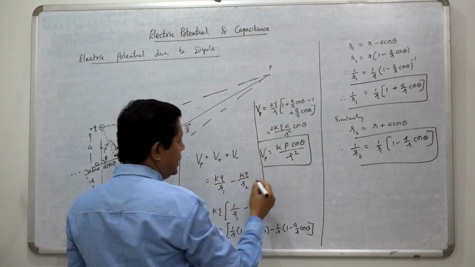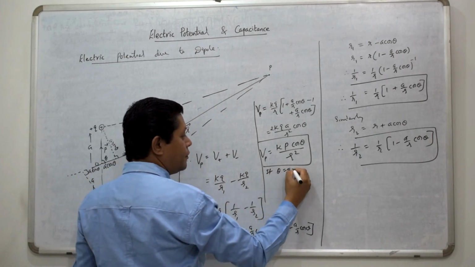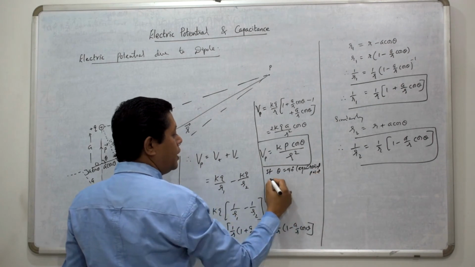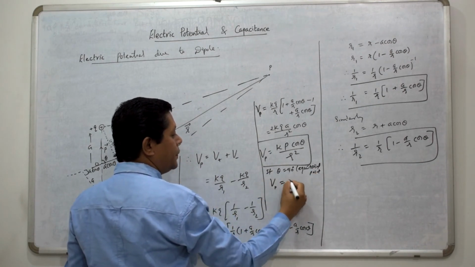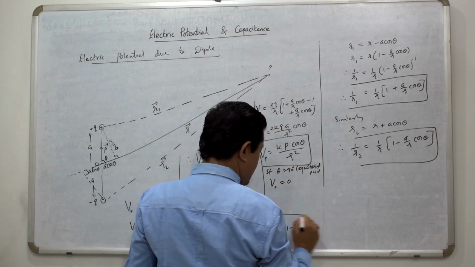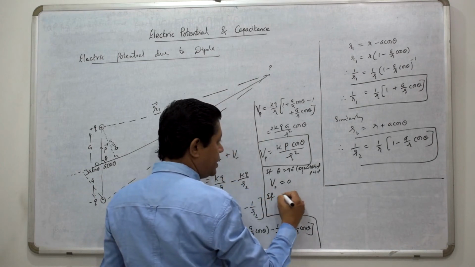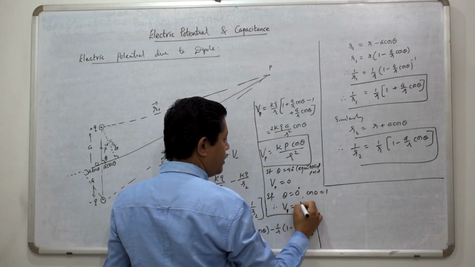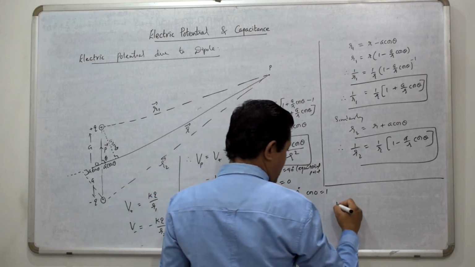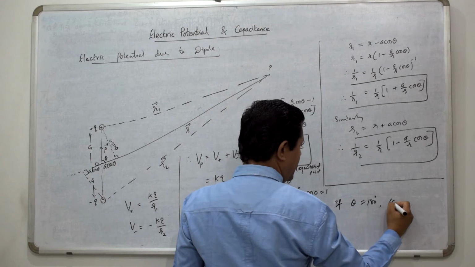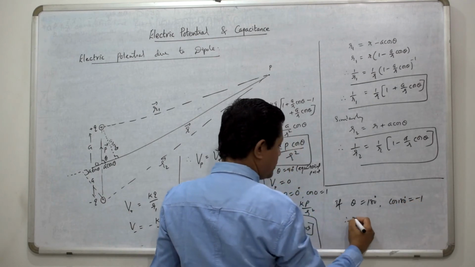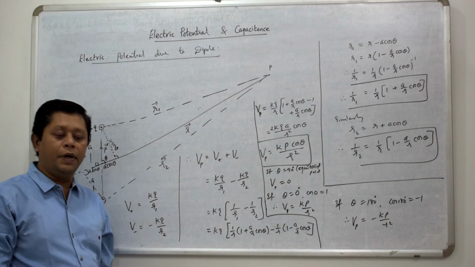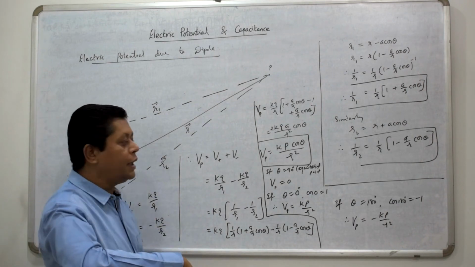Here, if the value of theta is 90 degree, that is equatorial point, then the value of potential will be 0. If theta is 0 degree, cos 0 value is 1, V at point A will be equal to Kp by R square. If theta is 180 degree, cos 180 is minus 1, so potential at point P is equal to minus Kp by R square. So this way, at any point you can find the potential due to dipole taking the value of theta.